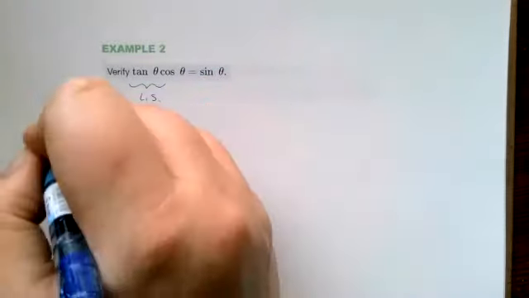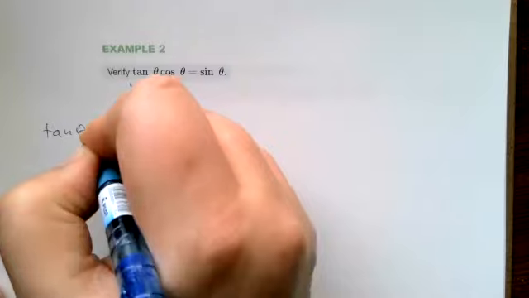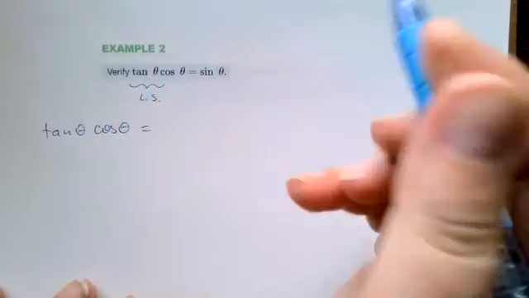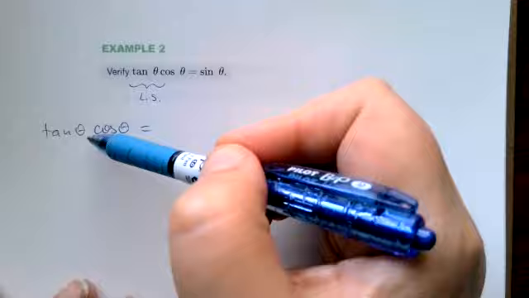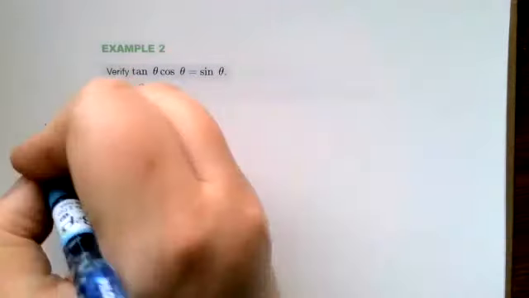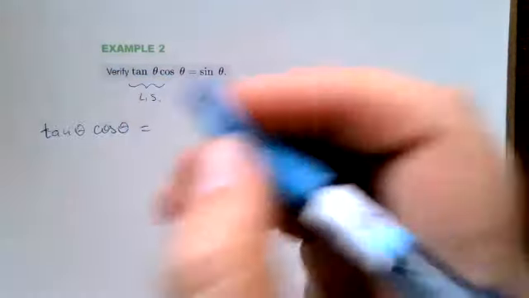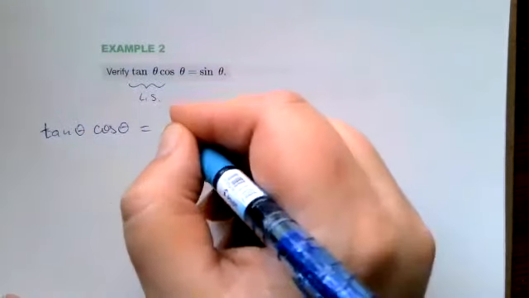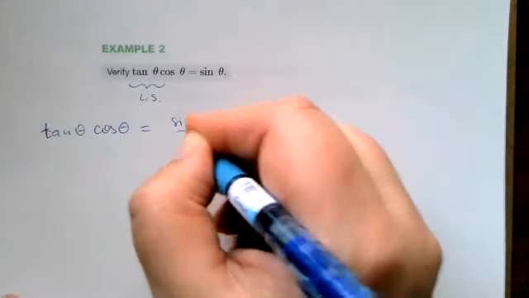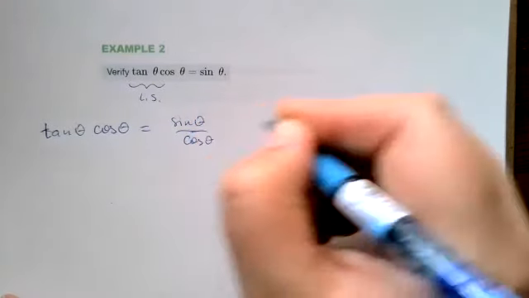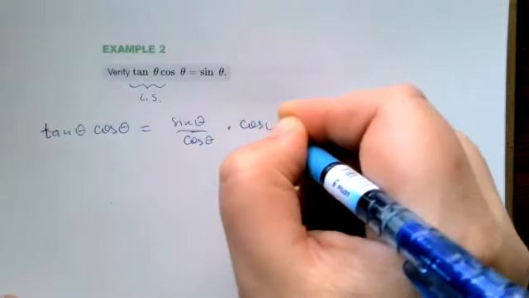Example, verify that tangent theta cosine theta equals sine theta. So we're going to start with our left side, which is tangent theta times cosine theta. So what can I do? I'm going to recall my quotient identity, and I'm going to rewrite tangent as sine over cosine, and I'm multiplying by the cosine.